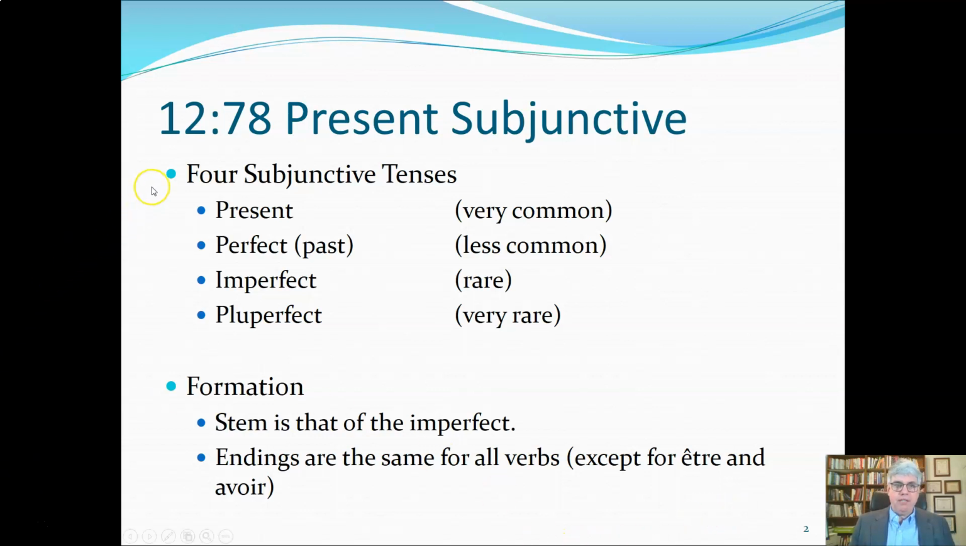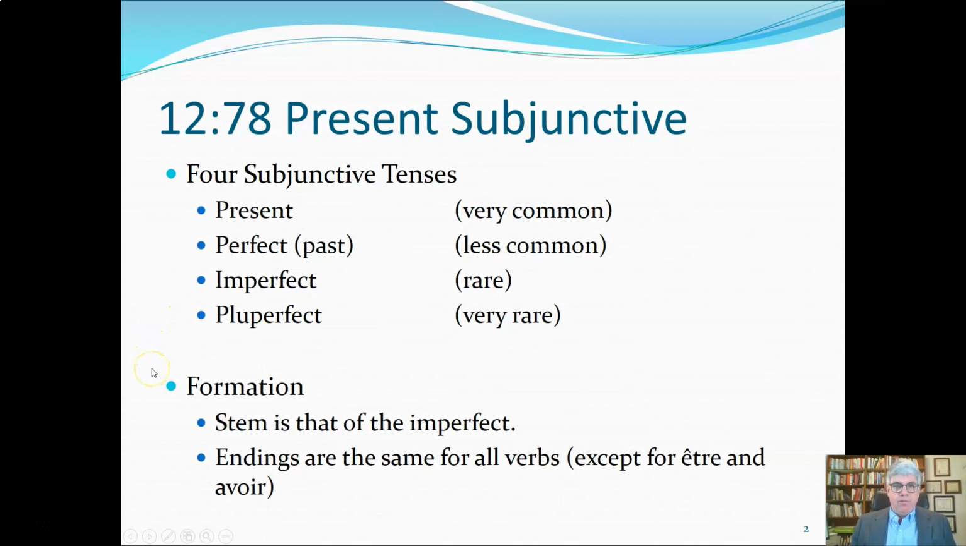Now, there are four subjunctive tenses within the subjunctive mood, and they correspond to tenses that we've seen in the indicative. We've got the present, which is very common. The perfect or the past subjunctive, that would be like the passé composé, that's less common. The imperfect is rare, and the pluperfect is very rare. These last two are only in literary texts, which you might very well have for your exam. And typically, you can expect to see one imperfect or pluperfect subjunctive on your exam.